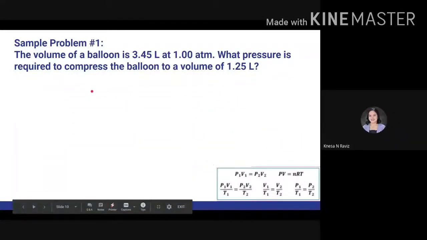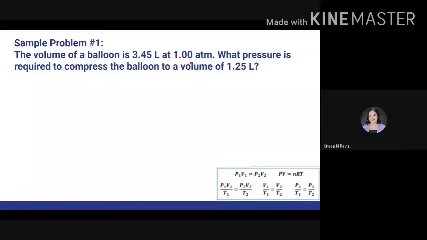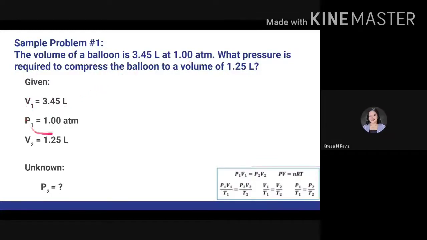For sample problem number 1, the volume of a balloon is 3.45 liters at 1.00 atmosphere. What pressure is required to compress the balloon to a volume of 1.25 liters? First thing to do is to identify the given in the problem. We have 3.45 liters for volume and 1.00 atmosphere for the initial state. So we write V sub 1 equals 3.45 liters and P sub 1 equals 1.00 atm.